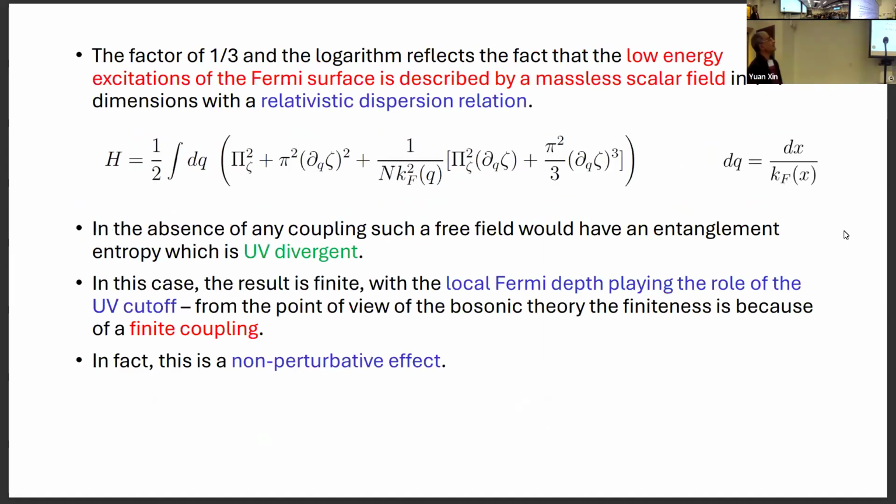The factor of 1/3 and the logarithm reflects the fact that the low energy excitations of the Fermi surface are described by a massless scalar in 1+1 dimensions with a relativistic dispersion relation, because we are talking of small fluctuations of the Fermi surface. In fact, the effective theory of such oscillations is given by a bosonic theory of this particular form with a coupling which depends on the location. And if this coupling was not there, this would be just like a relativistic 1+1 dimensional boson whose entanglement entropy is 1/3 log of the interval in units of the UV cutoff. Here, instead of having the UV cutoff, you get a finite answer with the local Fermi depth playing the role of the UV cutoff.